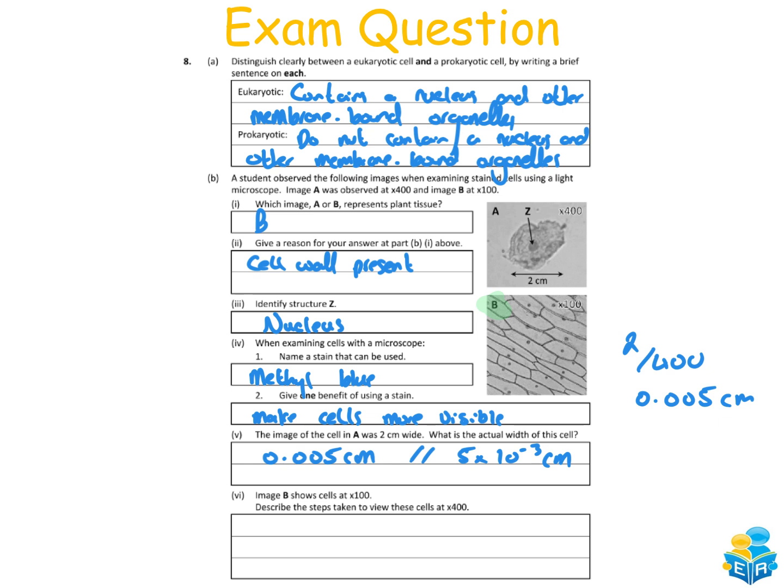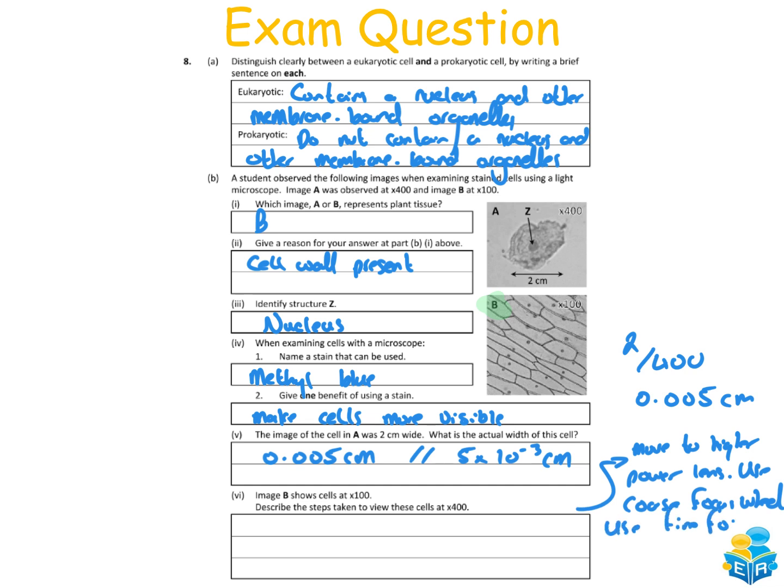And image B shows cells at 100 times magnification. Describe the steps taken to view these cells at 400 times. So I'm going to have to do this over here at the side. Move to the higher power lens. We'd then use the coarse focus wheel. And then we would use the fine focus wheel. And that would have got you full marks there.